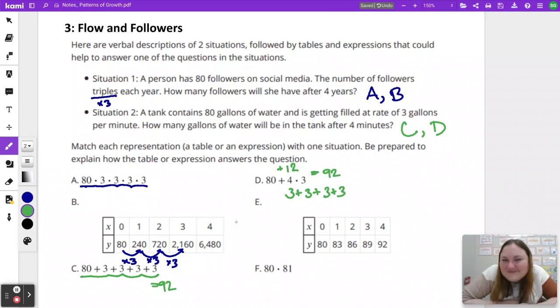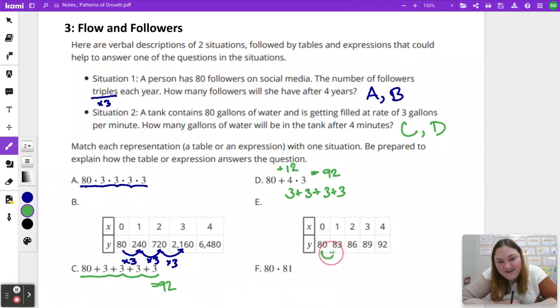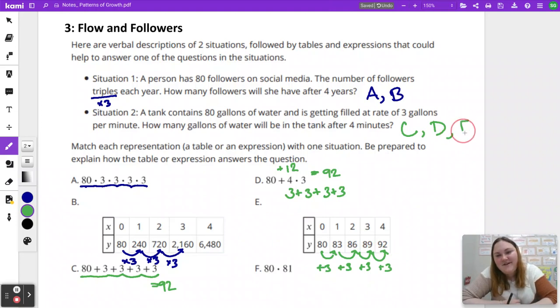That also could help us with E. When I look at table E, first of all, I see that 92 we're talking about. But we could also match E the same way we matched this first table here, by looking at those patterns. I notice in this table here that each time we're adding 3, so it's related to that situation. It's all about adding 3 gallons per minute. E is also going to go with situation 2. Which just leaves us one last one.